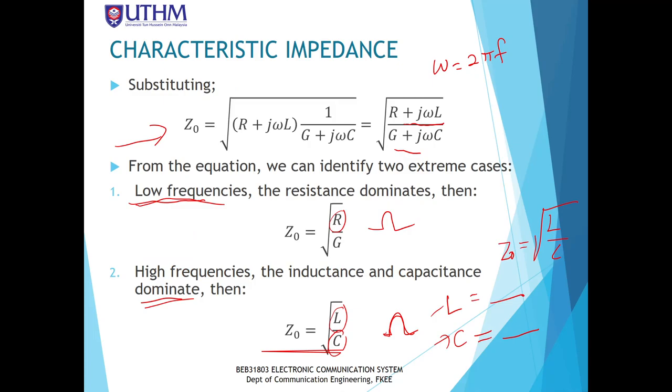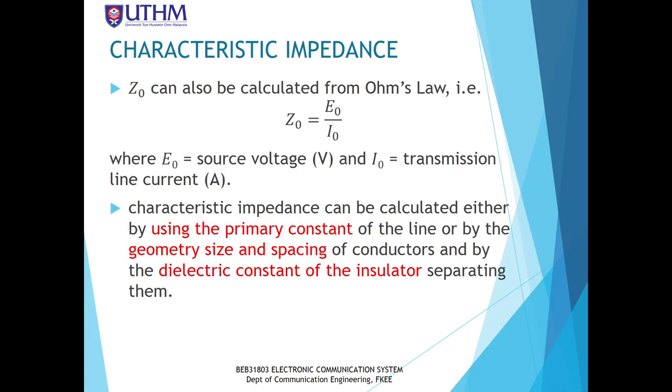And this is the third formula to calculate the characteristic impedance, which is equal to E over I. E is the source voltage, I is the transmission line current. Ini lebih menggambarkan what actually the characteristic impedance is. Characteristic impedance is actually the impedance of the transmission line. Since it is in terms of ohm, we are still using Ohm's law.